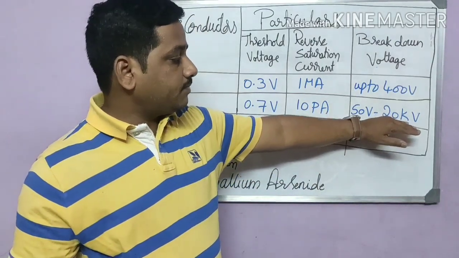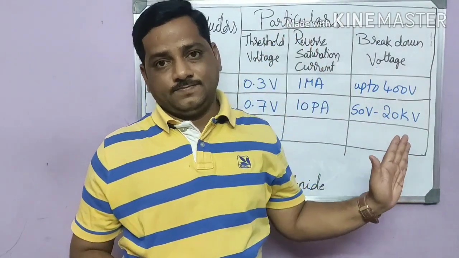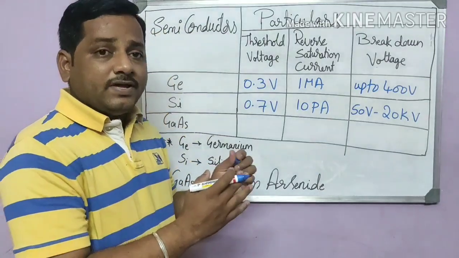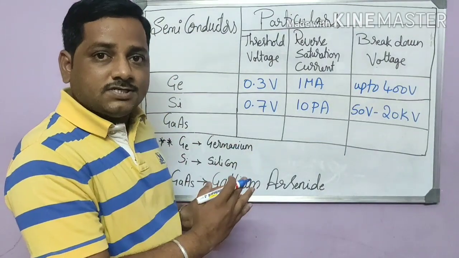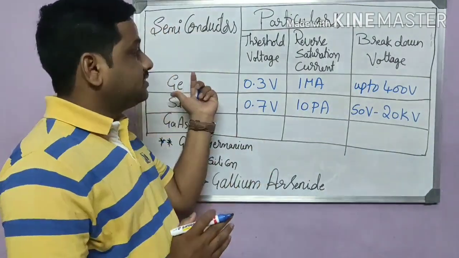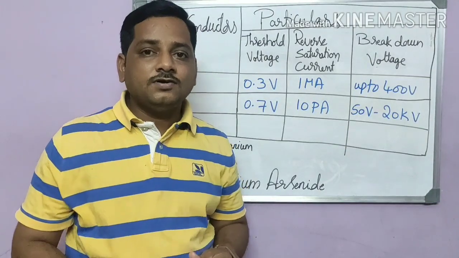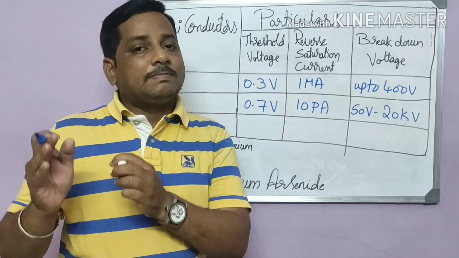So it can withstand up to 20,000 volt. That is the advantage of the silicon diode. After looking into these parameters, let us make comparisons of all three types of diodes, and we will come to a conclusion in this video about which type of diode is better.